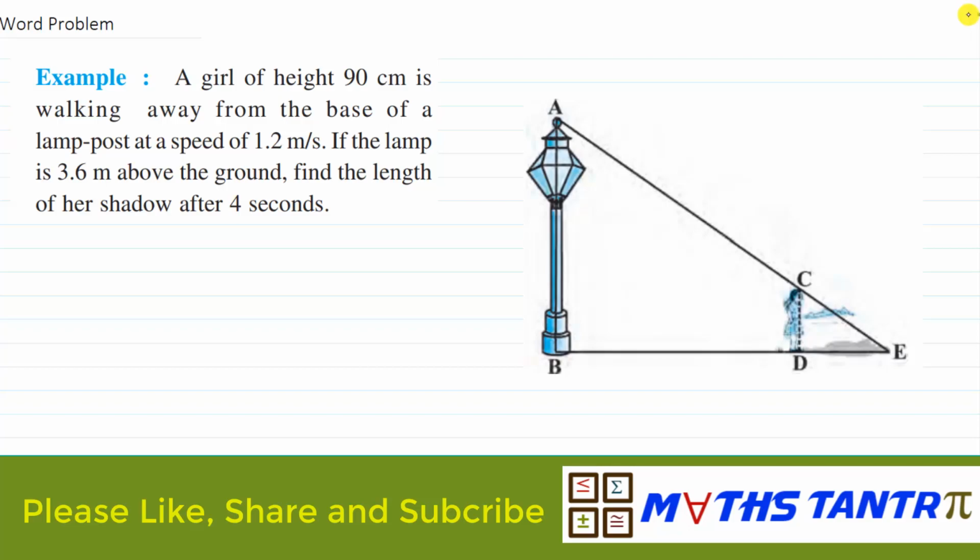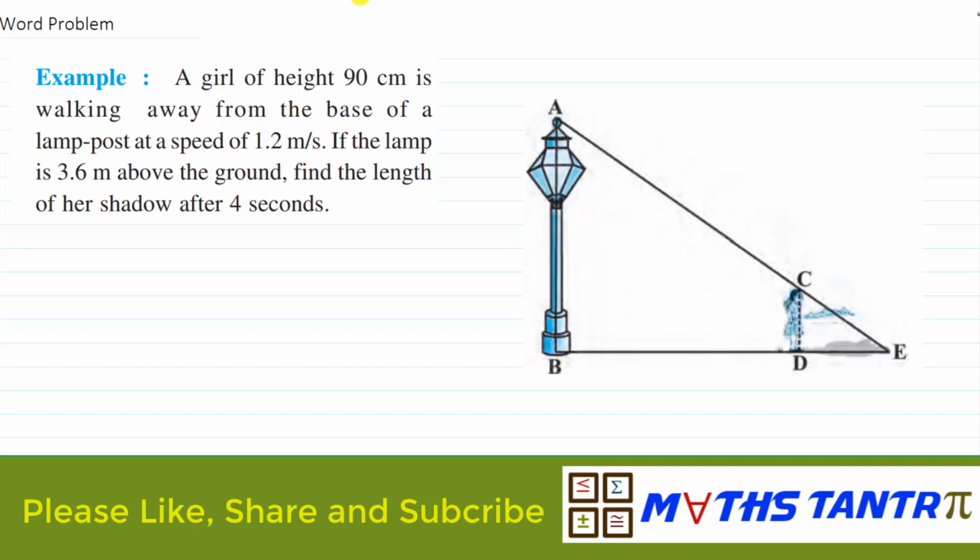Now coming to the word problem, which will be an application for these three criteria: AA criteria, SSS criteria, SAS criteria of similarity. You have to check whether by any criteria you can prove two triangles similar and can use their property to find some unknown value.